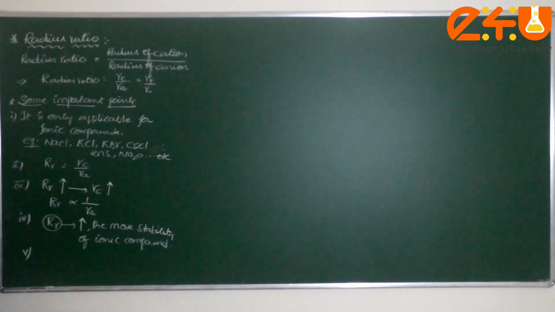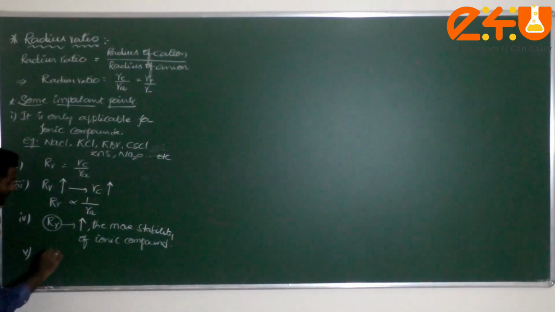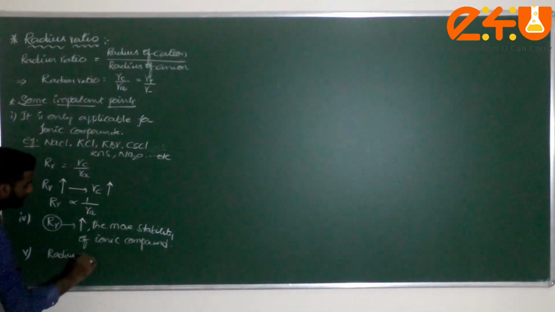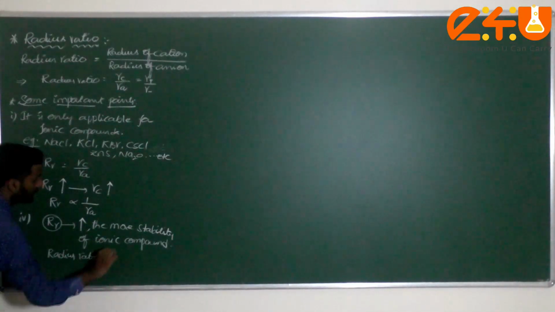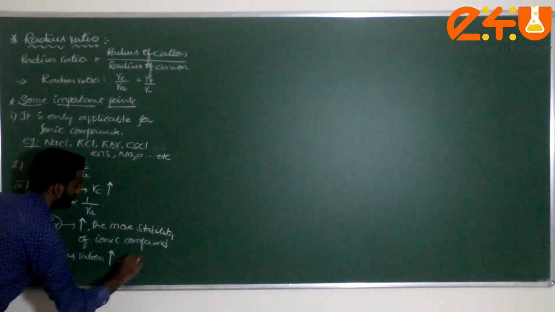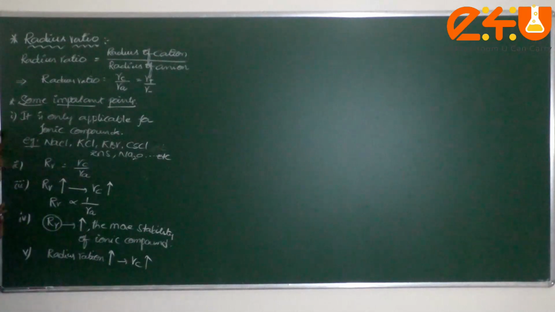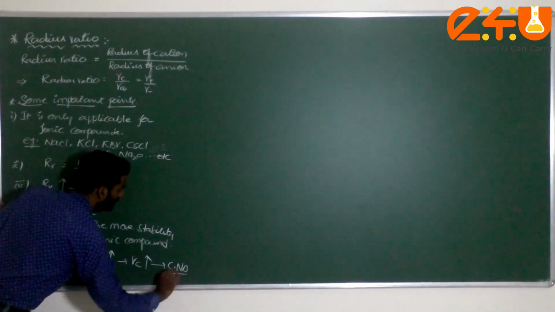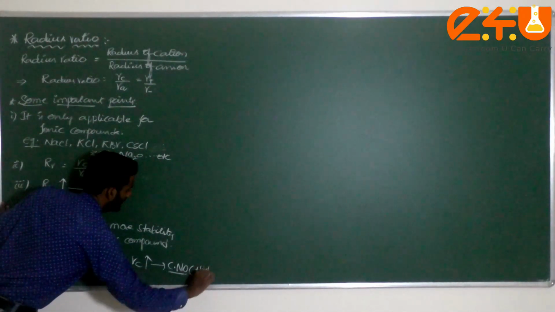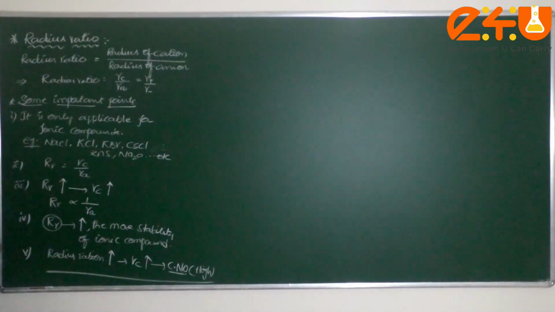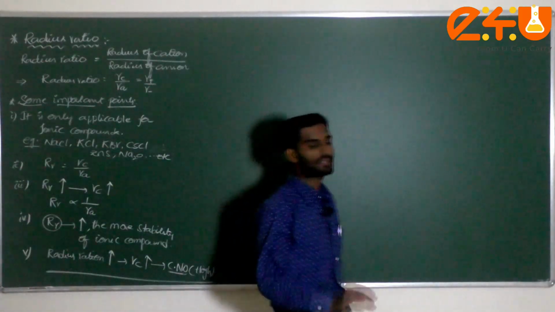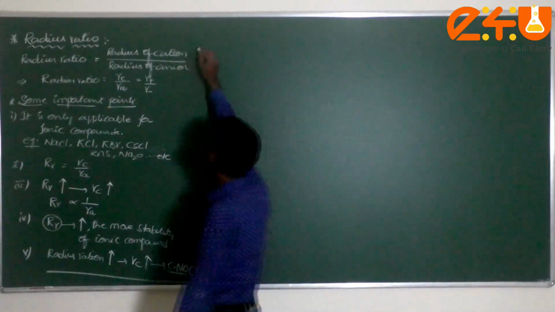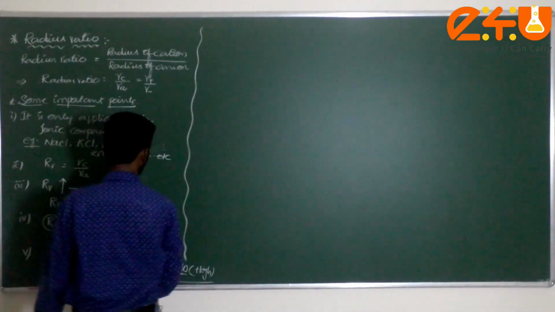Next one you are going to write here: the radius ratio increases. Then obviously we know that the radius of the cation also increases or not? Radius of the cation also increases. Finally, the coordination number, very very important, will become very high. Radius ratio is more, coordination number also more. Now this is about radius ratio.